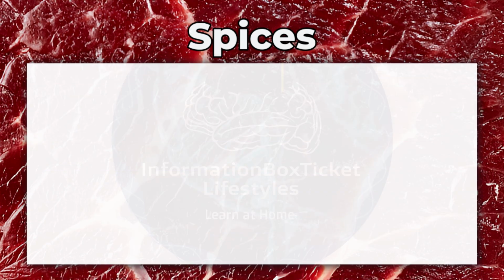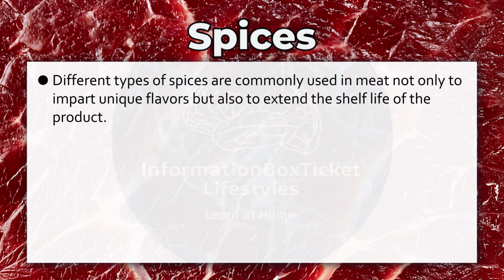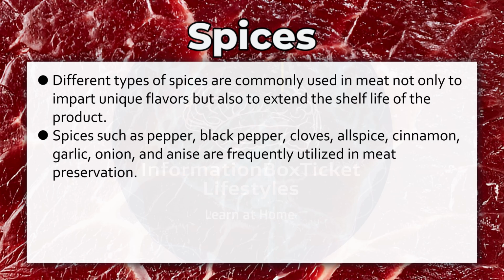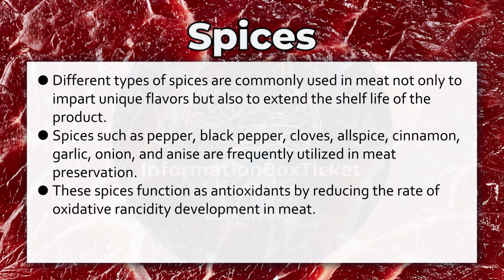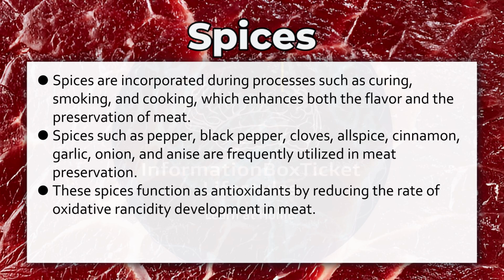Spices. Different types of spices are commonly used in meat, not only to impart unique flavors, but also to extend the shelf life of the product. Spices such as pepper, black pepper, cloves, allspice, cinnamon, garlic, onion, and anise are frequently utilized in meat preservation. These spices function as antioxidants by reducing the rate of oxidative rancidity development in meat. Spices are incorporated during processes such as curing, smoking, and cooking, which enhances both the flavor and the preservation of meat.